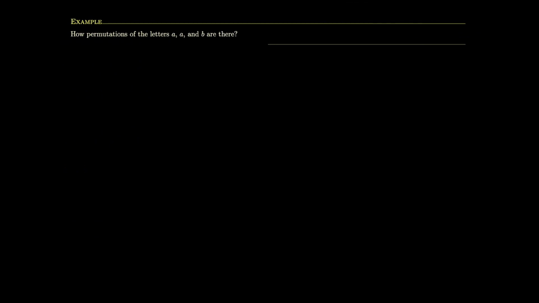So, let me first write them down, all of them. One of them is AAB, the other one is ABA, the other one is BAA. Can you imagine something else? No. So, these are the only permutations. Okay. So do you have a strategy to be able to count this? By the way, these are very model examples. You need to have them in mind.